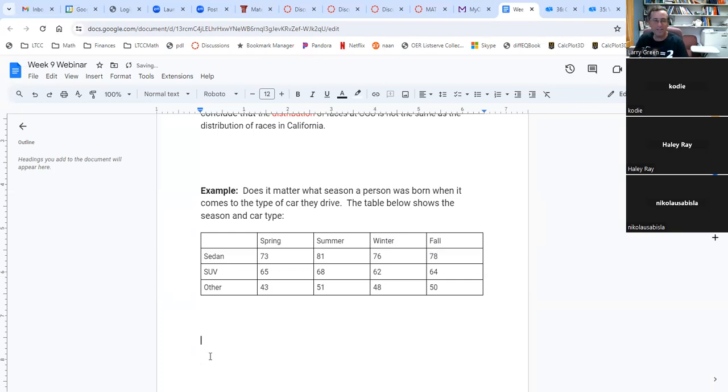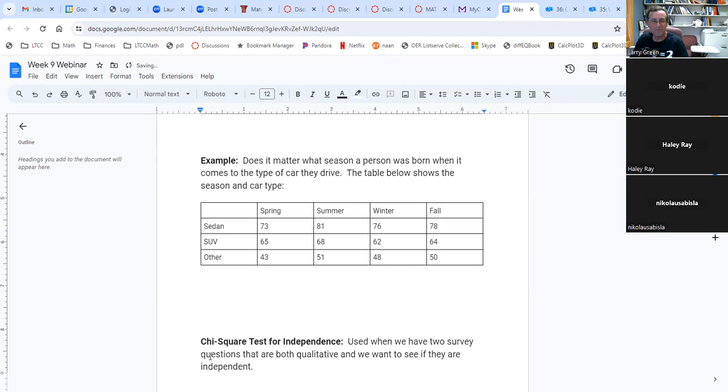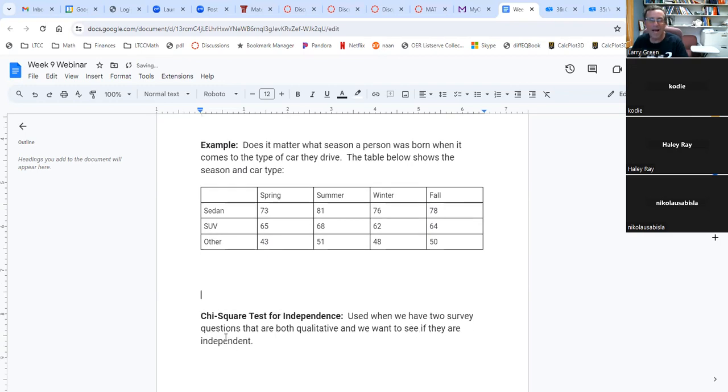So the test we're going to use is called the chi-squared test for independence. And we use that when we have 2 survey questions. They're both qualitative, and we want to see if they're independent. Any questions at all on the idea of the chi-squared test for independence? Any questions?